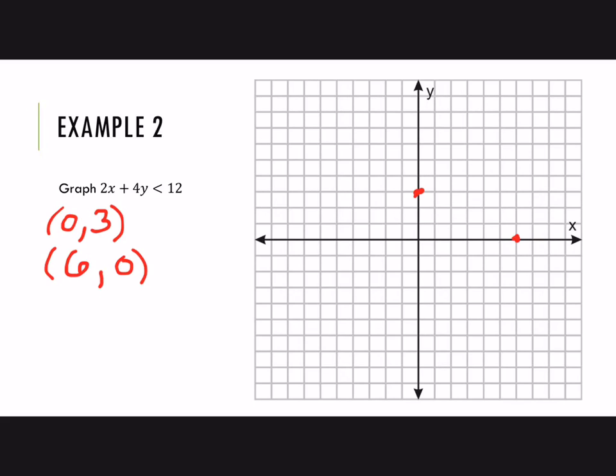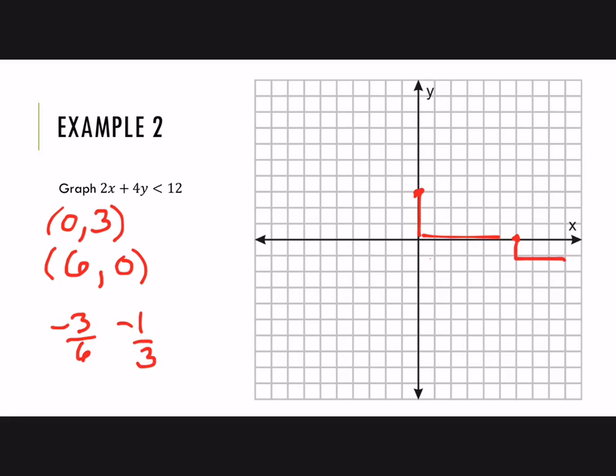This one, dotted or solid? Well, this is a less than symbol, so I want to show that the points where 2x plus 4y equals 12 on the boundary line are not actually included in the solution. So I want to use a dotted line here. And I might just do a few other points. This slope is like down 3 over 6, and I can do things that are equivalent to that. So down 3 over 6 is also like down 1 over 2.